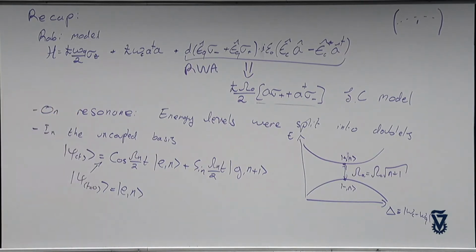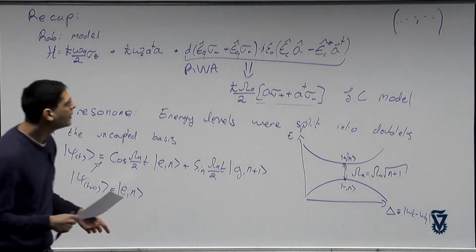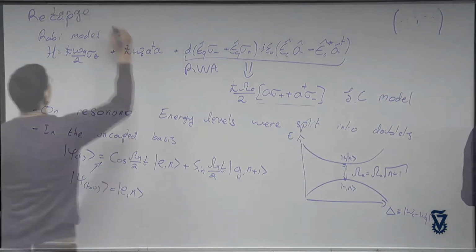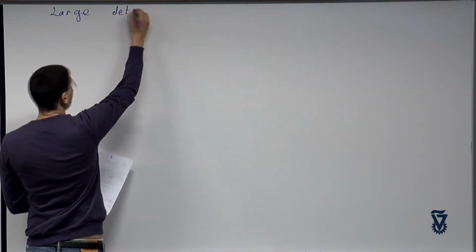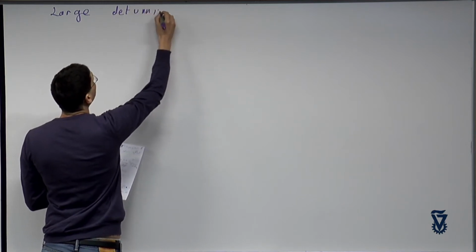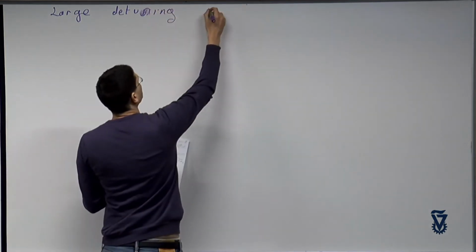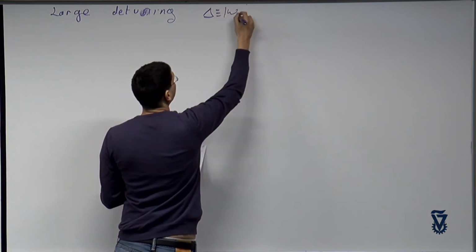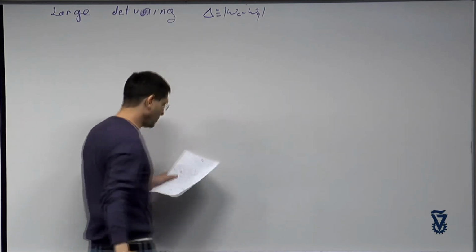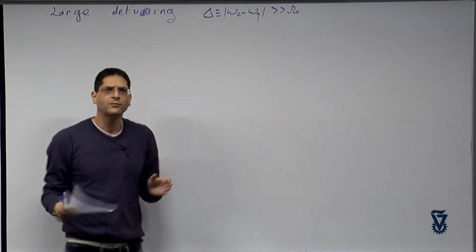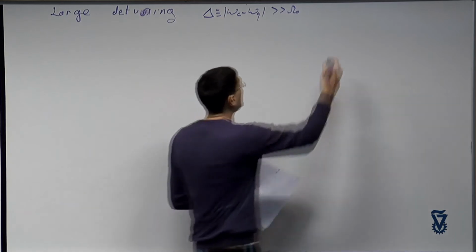Okay, so we can move on to the dispersive regime. In the dispersive regime, what we are assuming is that we have a large detuning, such that delta, which we defined as omega c minus omega q, is much larger than the vacuum Rabi frequency. And this is what we call the dispersive limit.